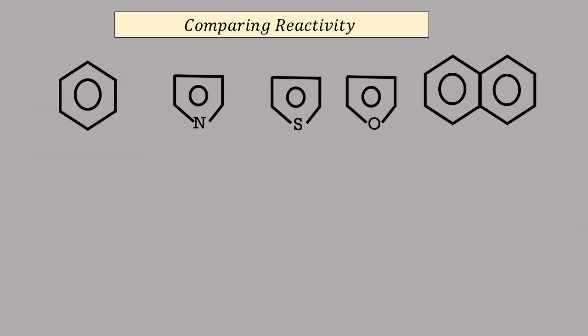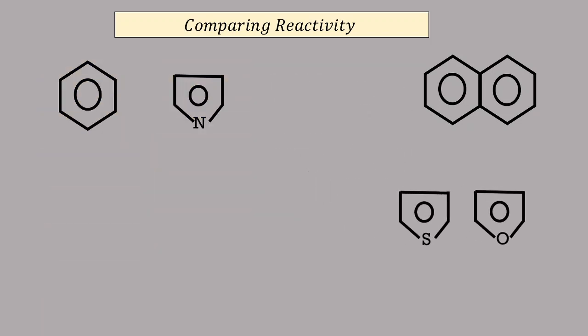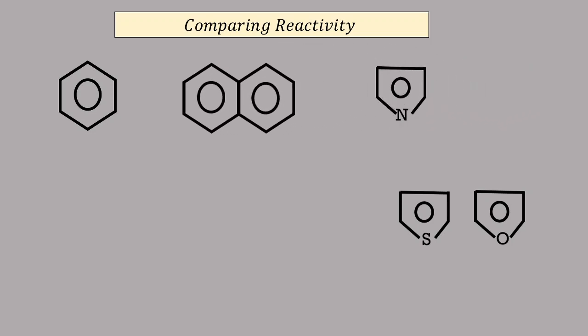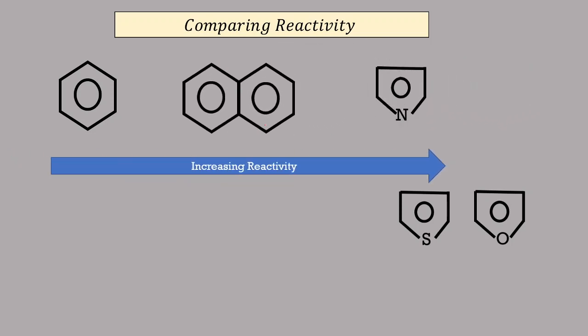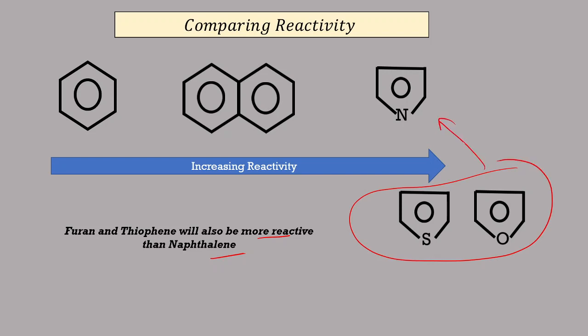So what's happening? Let's think about these two molecules later on. Among these three molecules, we can say now that pyrrole is much more reactive. So it's even more reactive than naphthalene. In naphthalene also, you don't have such a resonating structure with an extra bond. So pyrrole is much more reactive. And now let's think about furan and thiophene, which will also be much more reactive than naphthalene because of the same reason. But then how would we compare pyrrole, furan and thiophene?